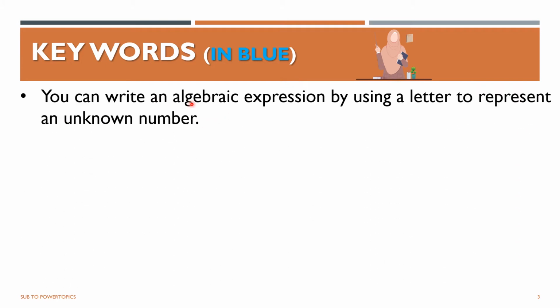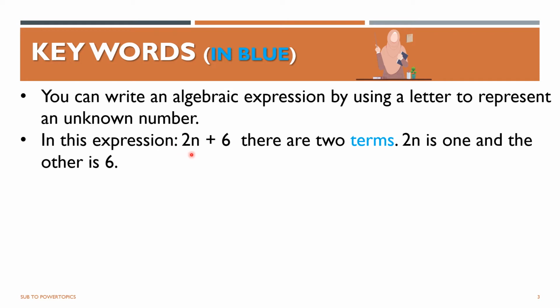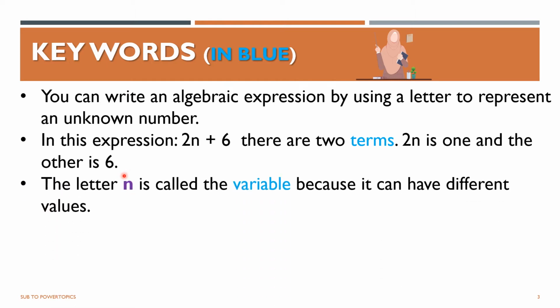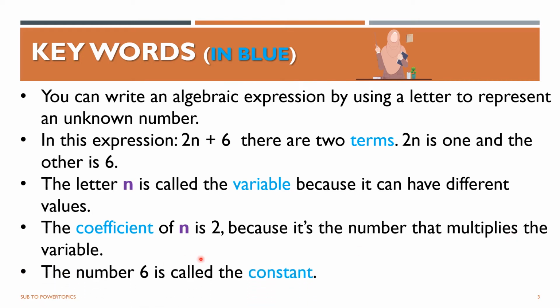When you write an algebraic expression, you can use a letter to represent an unknown number. In this expression, 2n plus 6, there are two terms. 2n is one term and the other is 6. The letter n is called the variable because it can have different values. The coefficient of n is 2 because it's the number that multiplies the variable. The number 6 is called the constant.